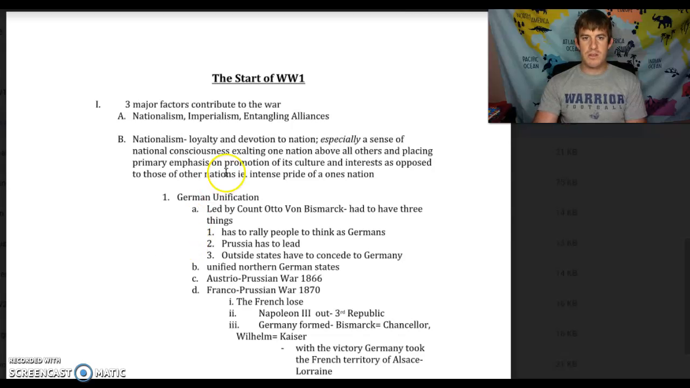By the book, nationalism is loyalty and devotion to a nation, especially a sense of national consciousness, exalting one nation above all others, and placing primary emphasis on promotion of its culture and interests as opposed to those of other nations. For example, intense pride in one's nation. That's the simple definition of nationalism. But we do have to take into account that nationalists are typically trying to place primary emphasis on the promotion of their culture and interests as opposed to other nations.